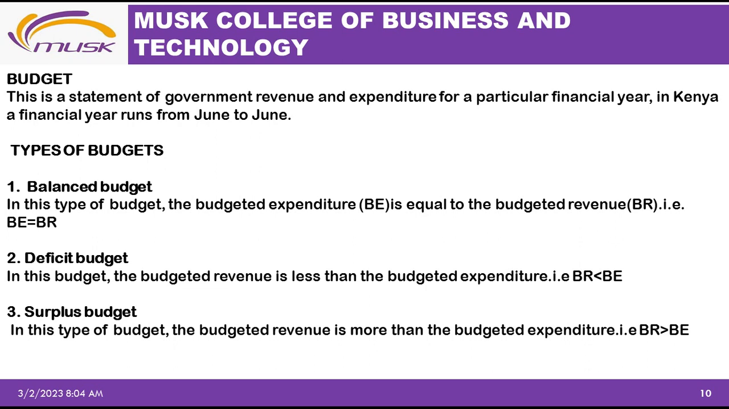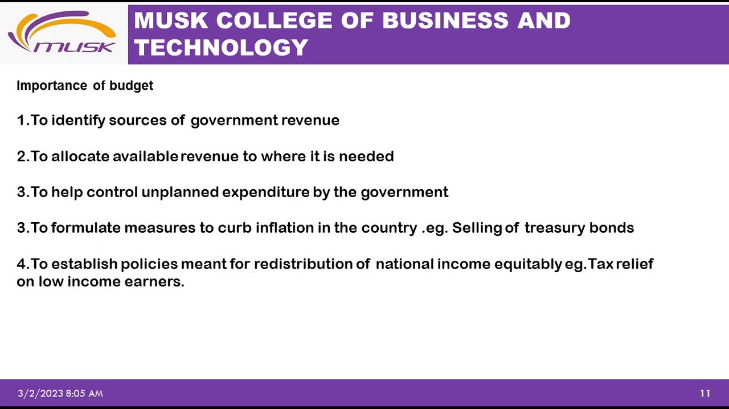And then the surplus is that in this type of budget, the budgeted revenue is more than the budgeted expenditure. So in surplus, we simply mean that we have an excess of finances as compared to the projects that we want to put the money in.